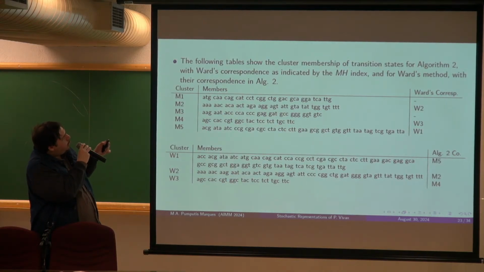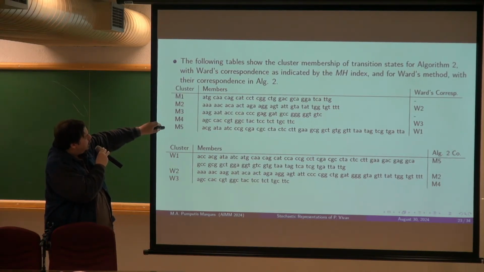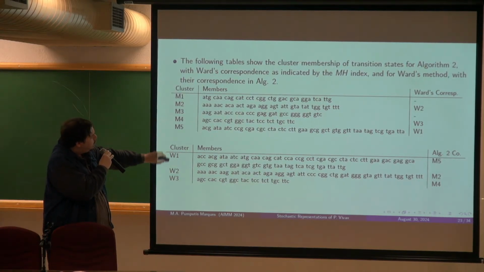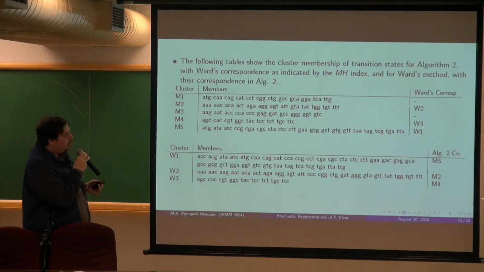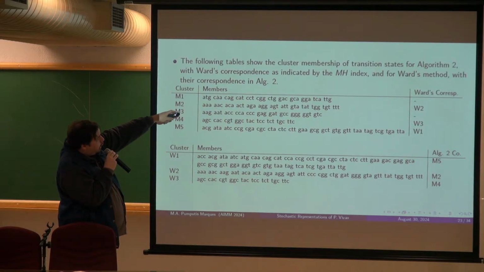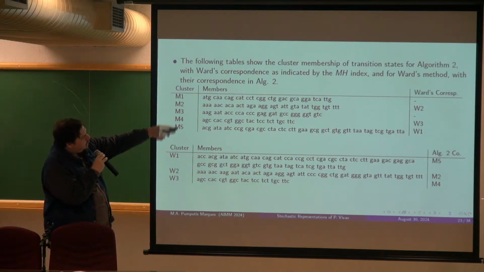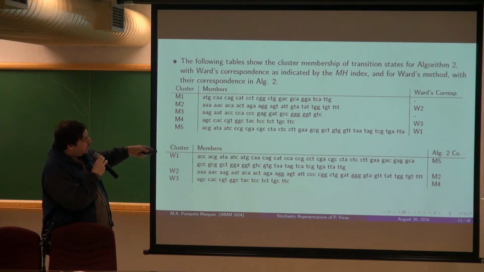So the following table gives us the cluster memberships. So here we have the 5 clusters that were created by algorithm 2 and the 3 clusters that were created by Ward's method, right? So we are in an order 3, so we have 64 transition states, and they are all here with this idea. And this is the correspondence given by the Miller-Heckermann.